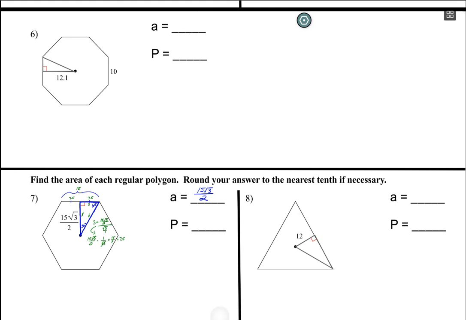Perimeter. So I can come over here and find the perimeter by saying, let's say each side is 15. How many sides are there? 1, 2, 3, 4, 5. So what would the perimeter be? Which is 90.